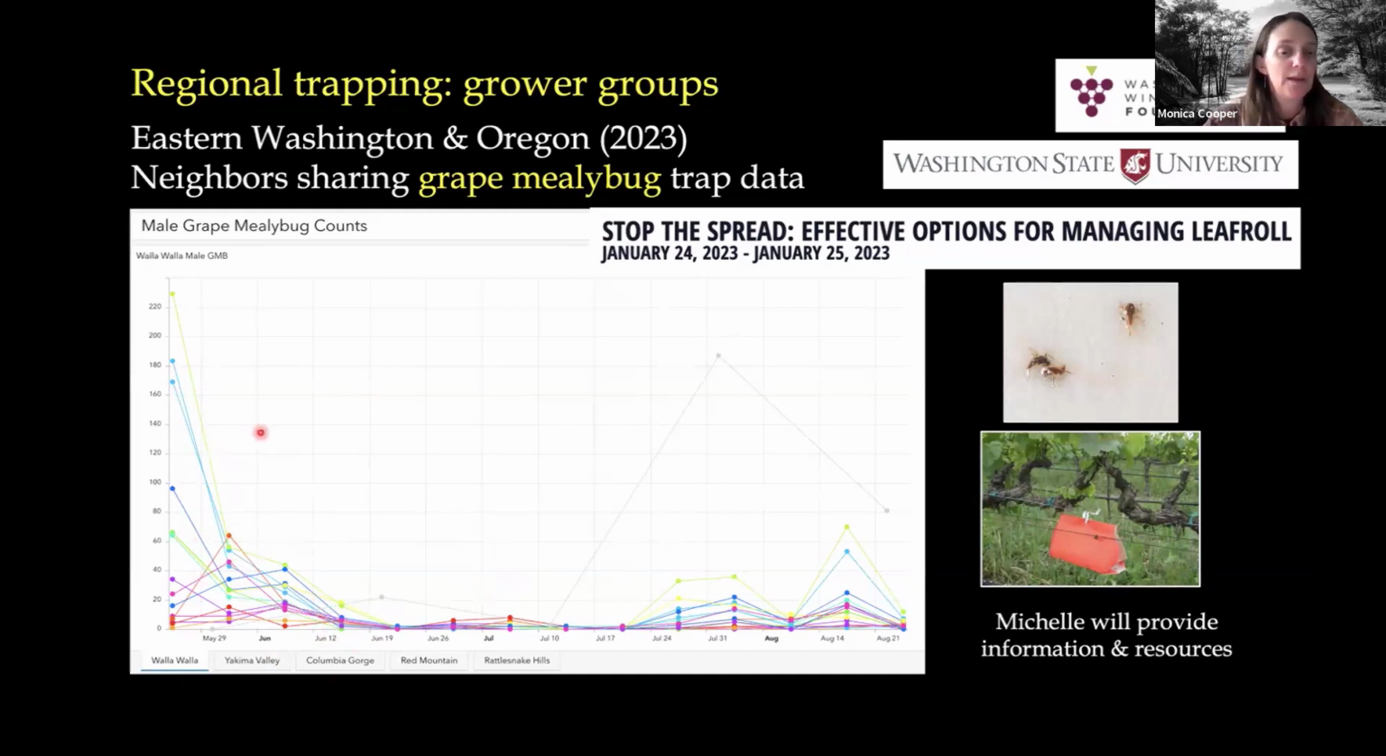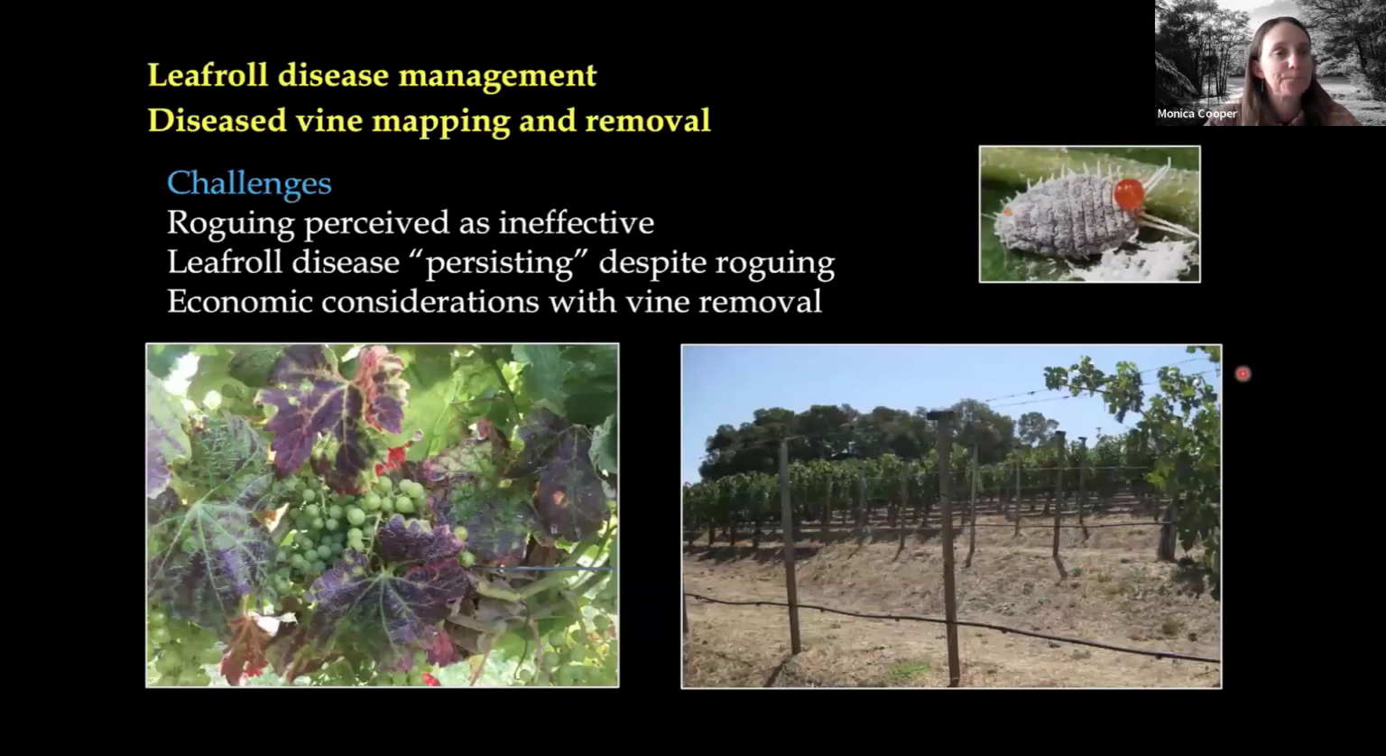So we could look at individual trends in grape mealybug population, male populations, but also regional trends, so regional and individual trends. And Michelle's going to talk a little bit more about that information, what we learned from it, and then provide some resources and talk about where that effort might be going for you guys into the future.